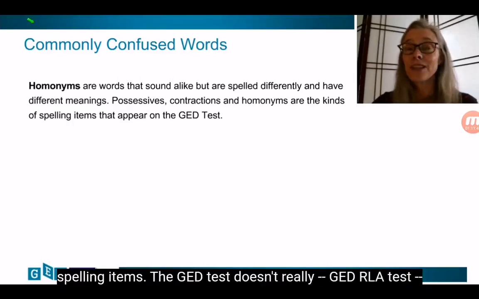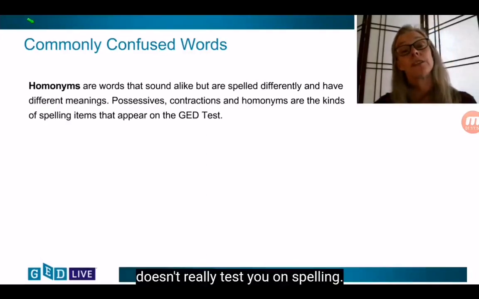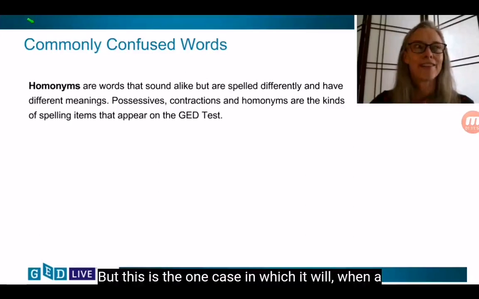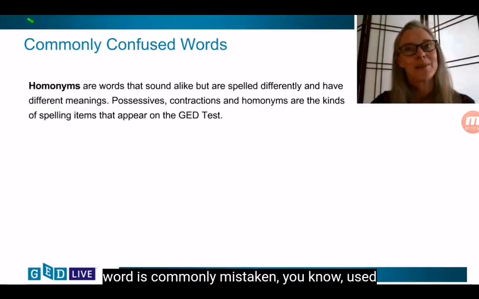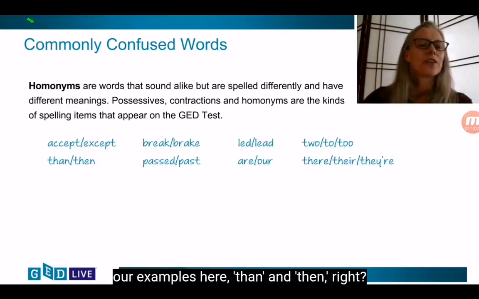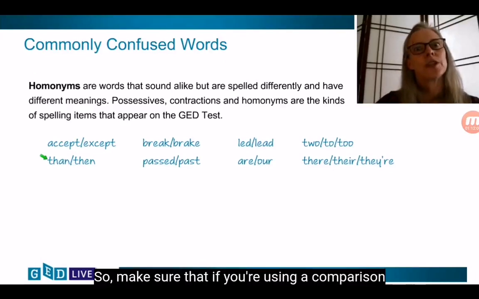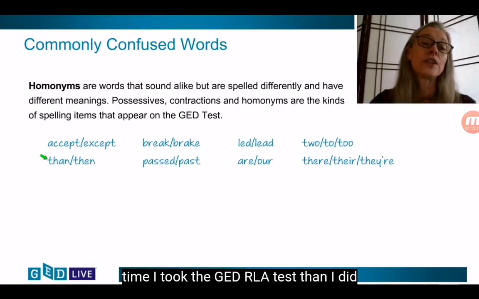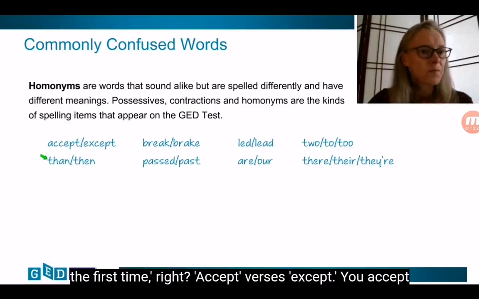The GED RLA test doesn't really test you on spelling, but this is the one case in which it will: when a word is commonly mistaken or used mistakenly in place of another one. Our examples here: than and then, right? So make sure that if you're using a comparison, you might say, I did better the second time I took the GED RLA test than I did the first time, right?